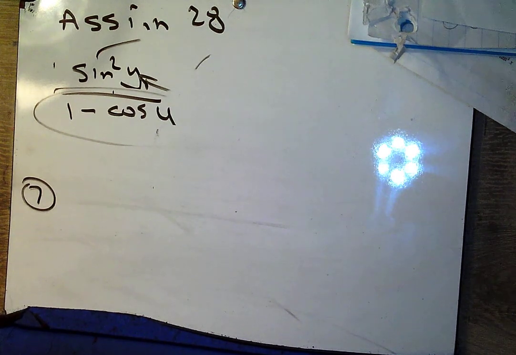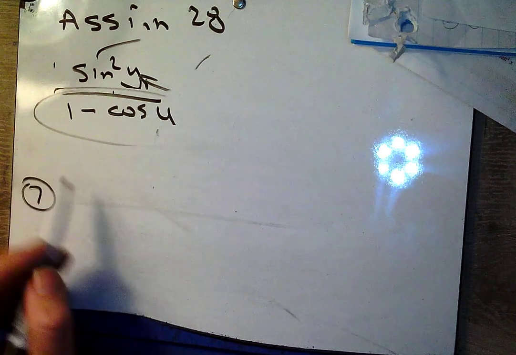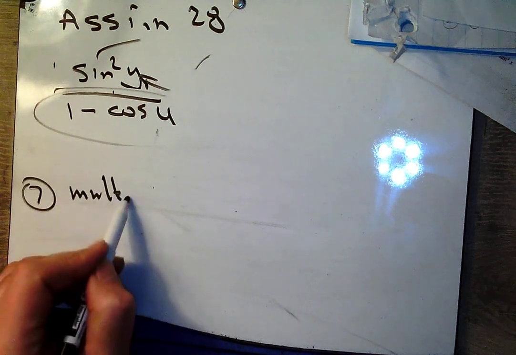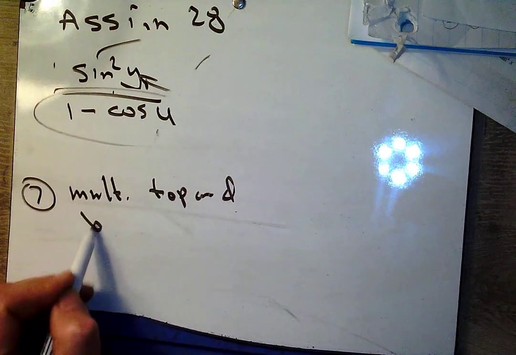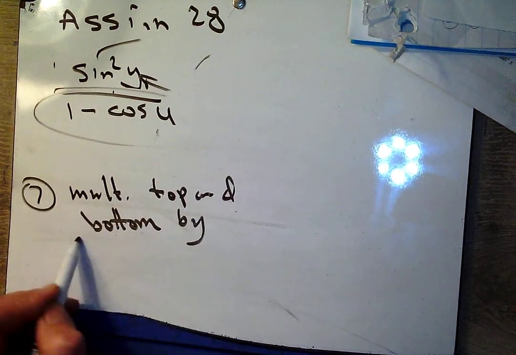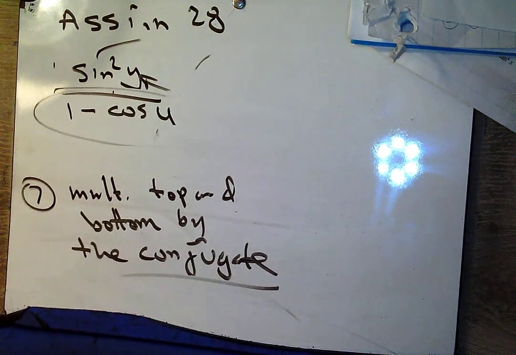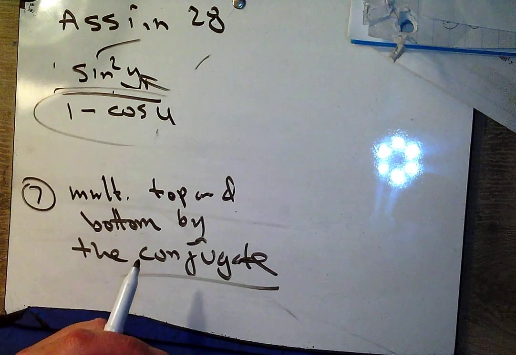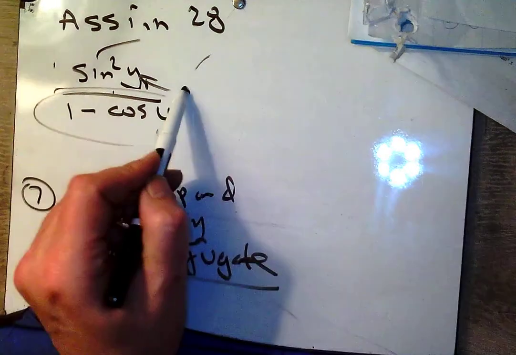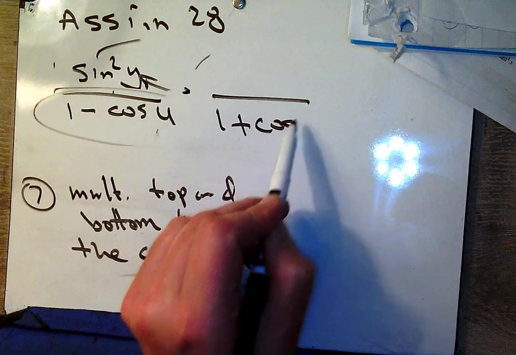We said factor. We said distribute. We said split. We said make a common denominator. So here we go. I'm going to say multiply top and bottom by the conjugate. It turns out that sometimes multiplying top and bottom by the conjugate is in fact the fastest way to do the problem. I don't think that's going to be the case here, but let's take a look. So the conjugate would be 1 plus cosine y.